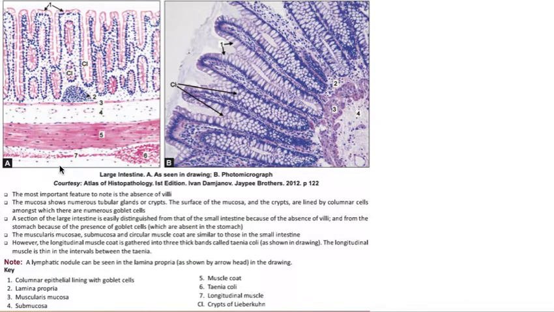The muscularis mucosae, here, this is the muscularis mucosae. Submucosa and the circular muscle coat are similar to that of the small intestine. However, the longitudinal muscle coat is gathered into three thick bands called the tinea coli. This is the tinea coli here. The longitudinal muscle is thin in the interval between the tinea. We can also see the lymphatic nodule in the lamina propria.